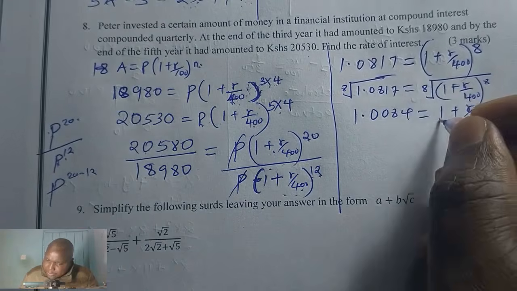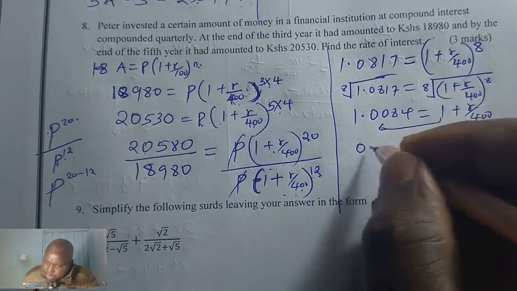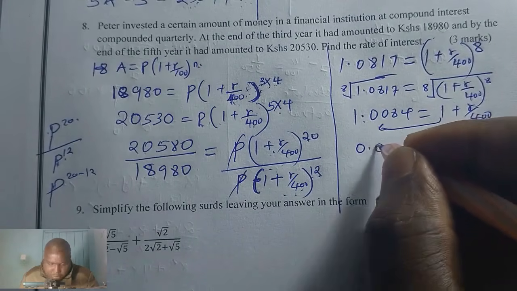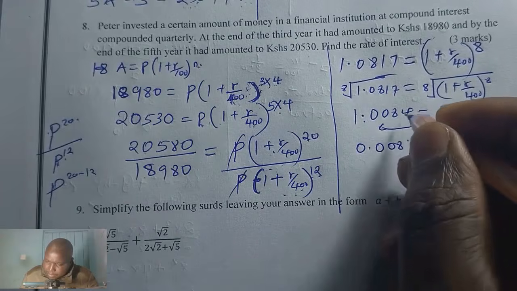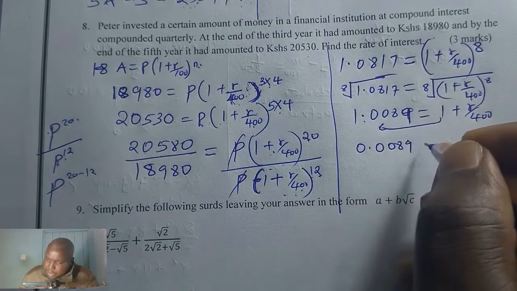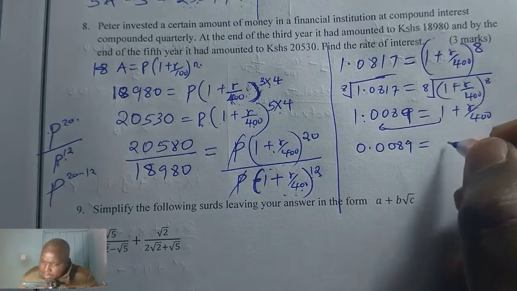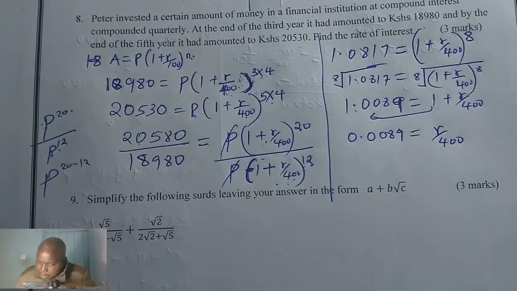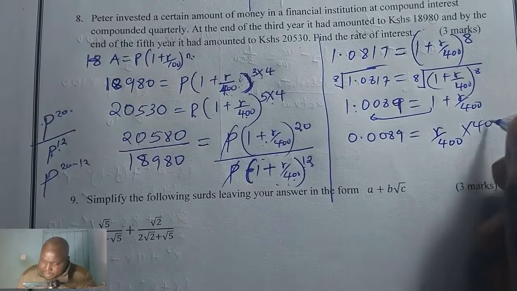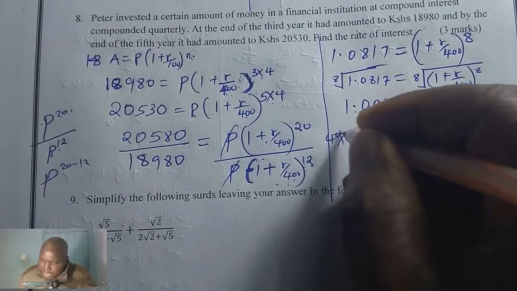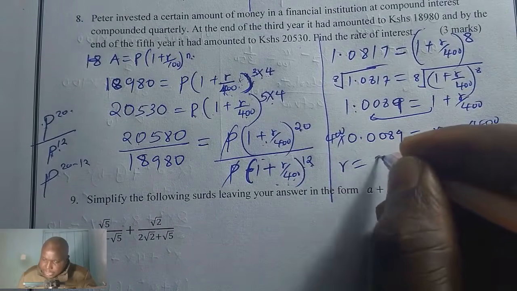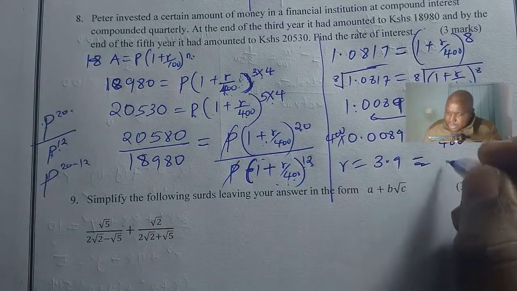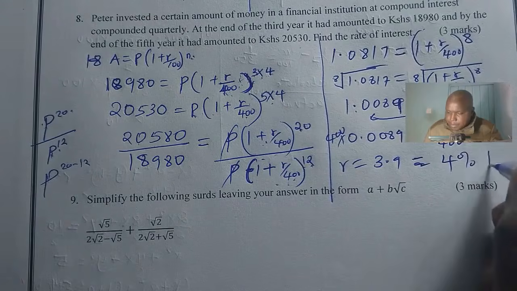Like terms together, subtract, and we are left with 0.0084, which is equal to R over 400. You multiply by 400 on both sides, so you get that R is equal to 3.9, which is approximately equal to 4% per annum.